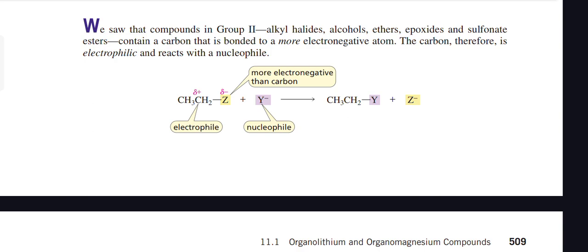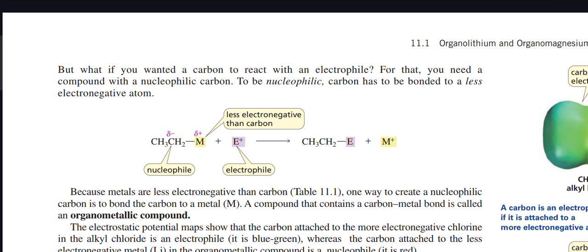We saw that compounds in group two, alkyl halides, alcohols, ethers, epoxides and sulfonate esters, contain a carbon that is bonded to a more electronegative atom. The carbon therefore is electrophilic and reacts with nucleophiles. But what if you wanted a carbon to react with an electrophile? For that, you need a compound with a nucleophilic carbon. For carbon to be nucleophilic, it has to be bonded to a less electronegative atom.